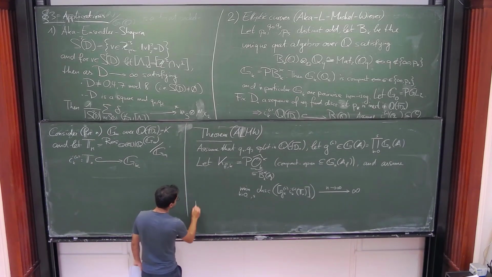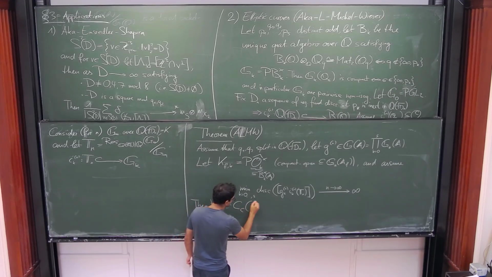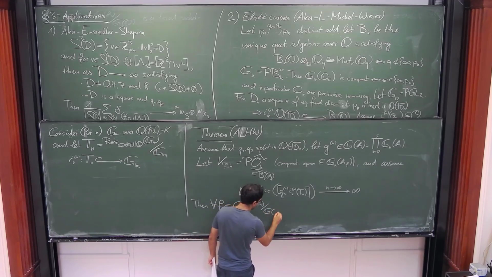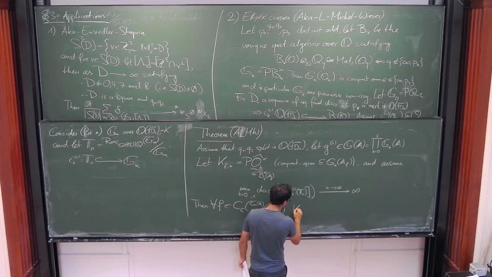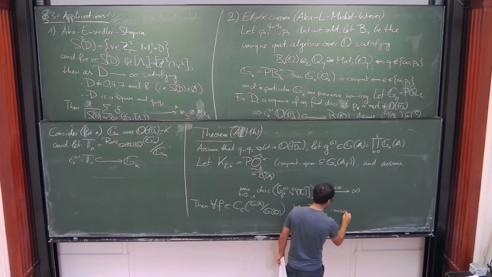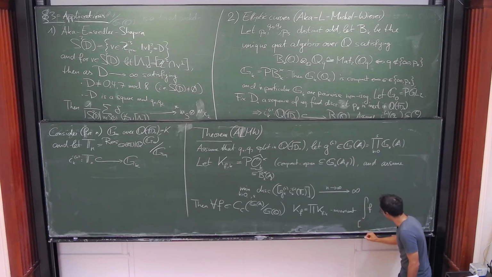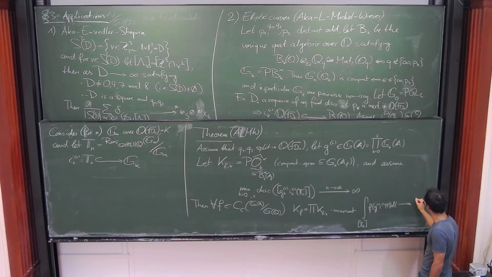Then, assuming all that, for all compactly supported continuous functions f on this product of quotients, which is invariant under the product of all those compact opens, the integral of f over the sequence of tori converges to the integral with respect to the Haar measure on the full product.